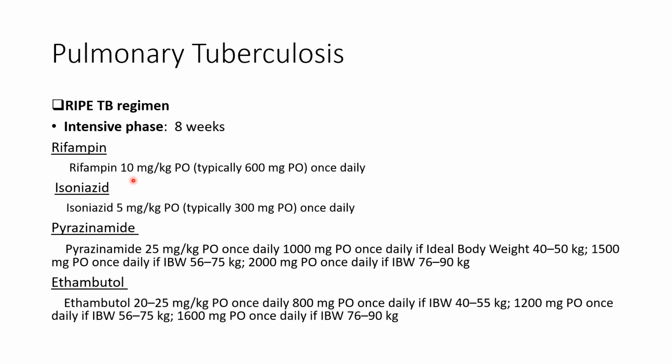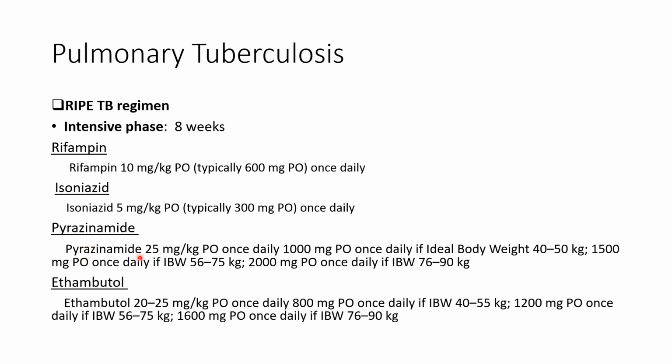The dose of rifampin is 10 mg per kg per oral once daily, typically 600 mg per oral. The dose of isoniazid is 5 mg per kg per oral once daily, typically 300 mg per oral.